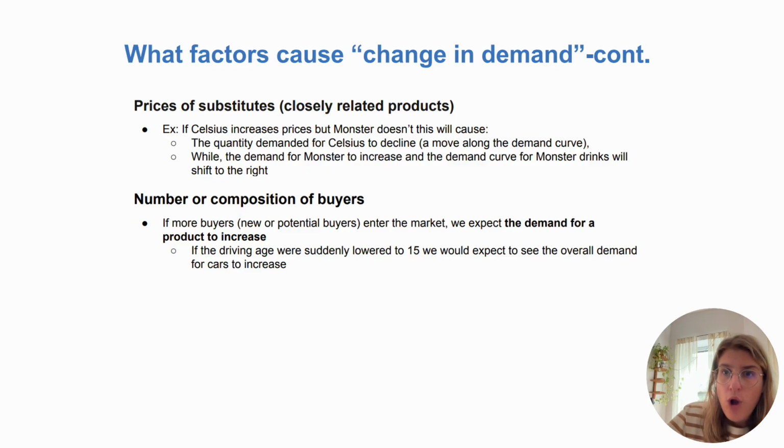Second, the number or composition of buyers in the market will affect the position of the demand curve. So if more people suddenly want or are allowed to buy a product, overall demand increases, right? Imagine if the legal driving age were lowered to 15. Overnight, the total demand for cars would rise because more people are eligible buyers, right? So in short, substitutes and the size of the buyer pool are also powerful forces that shift the whole demand curve, and they don't just provoke moving along the demand curve.